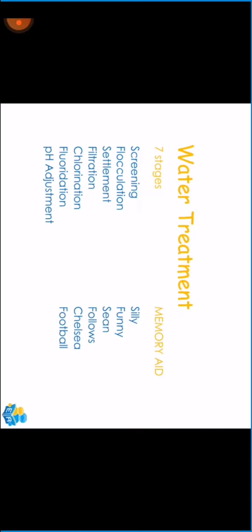So what we're going to look at in today's lesson is water, and we're going to specifically look at water treatment. Our learning intentions for today are to describe the process involved in water treatment. So the first thing is water treatment occurs in 7 stages, and they are screening, flocculation, settlement, filtration, chlorination, fluoridation, and pH adjustment.